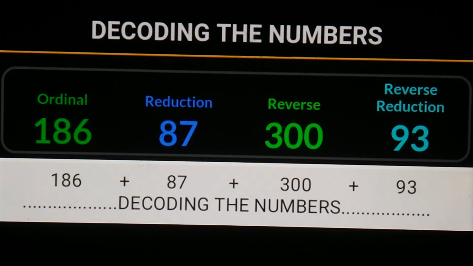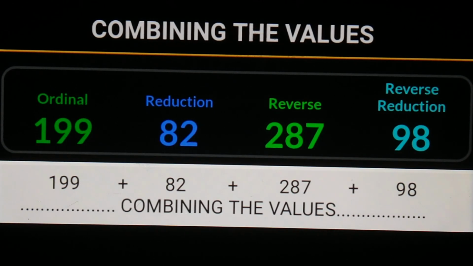Decoding the numbers. In this example, there's one letter I and one letter R. In ordinal, that equals 186. In reduction, it's 87. In reverse, it's 300. In reverse reduction, it equals 93. Add them together. 186 plus 87 plus 300 plus 93. You get 666.